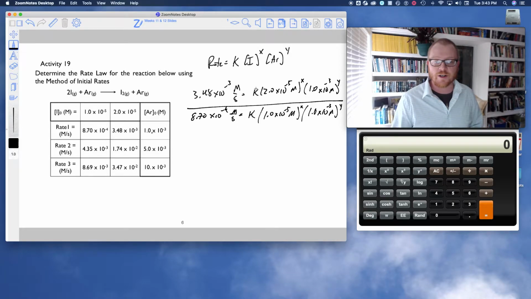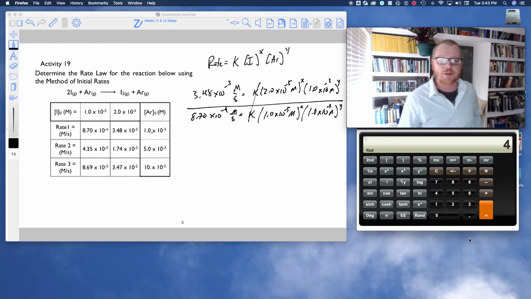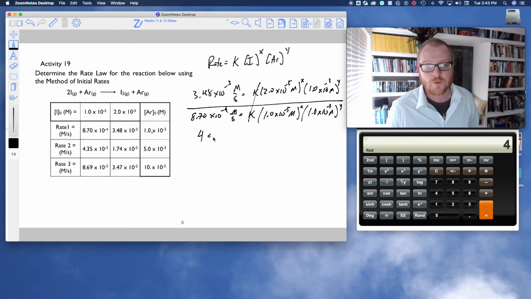And so now the way this works, k and k cancel. So 3.48 divided by 0.870. I just dropped the exponents there. And you should work this out on your own for sure as well. So that all equals 4. K was canceled, but you can see now 2 times 10 to the minus 5 divided by 1 times 10 to the minus 5, all raised to the x power, is just going to be 2 to the x power. And now 1 times 10 to the minus 3 to the y divided by 1 times 10 to the minus 3 to the power y, that all cancels.